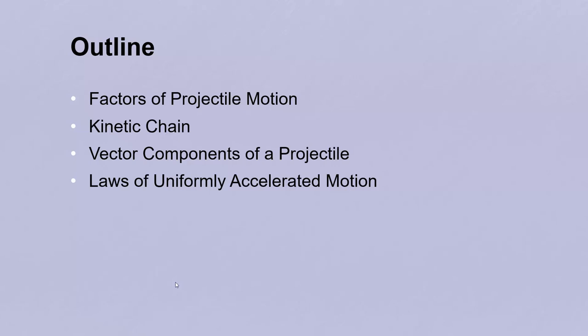The first video, we're just going to cover some of the basic factors that influence a projectile motion and explain how an athlete or the human body is used in terms of the kinetic chain. In fact, look at some of the ways that mechanical energy flows through the kinetic chain in order to launch a projectile in the air.